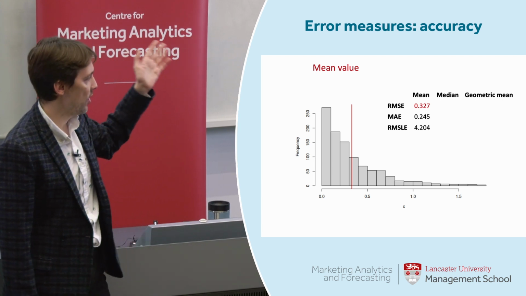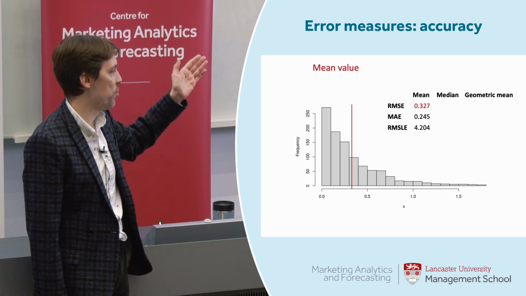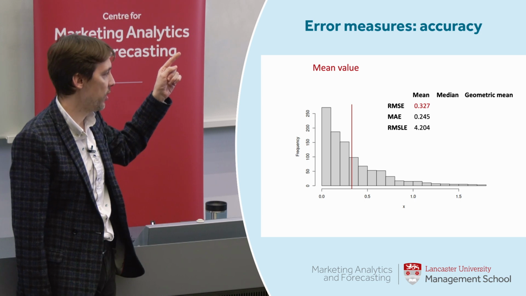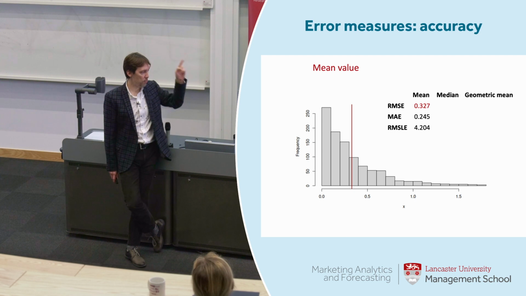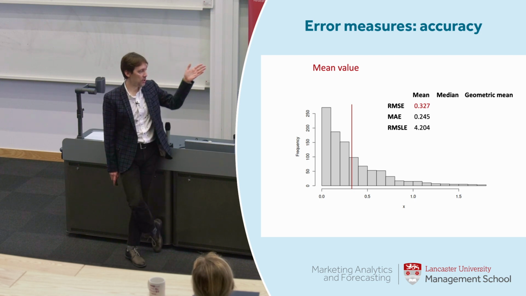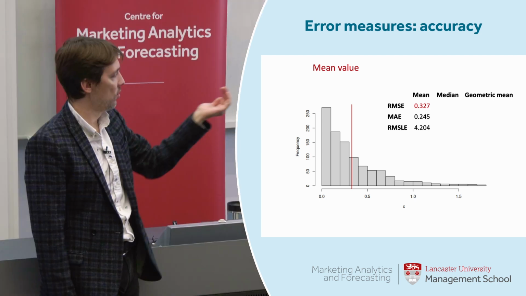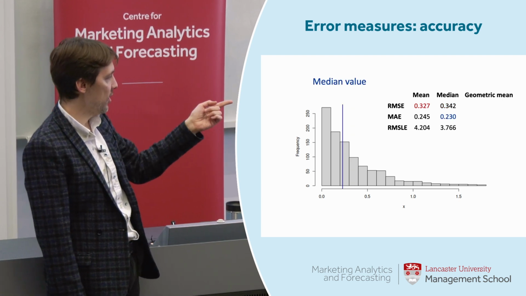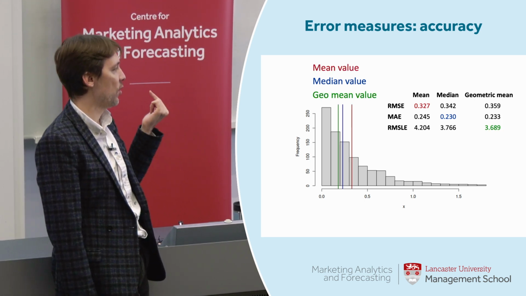In this situation, I've generated data from something like a log normal distribution. You see it has a long tail. And I calculated root mean squared error, mean absolute error, and root mean squared logarithmic error for the mean, median, and geometric mean from this data. These are the values that you can see. The red line is the mean. Because of the long tail, it is stretched towards 0.5. When we use the median, you can see that it is closer to 0. And then when we use the geometric mean, it is even closer.